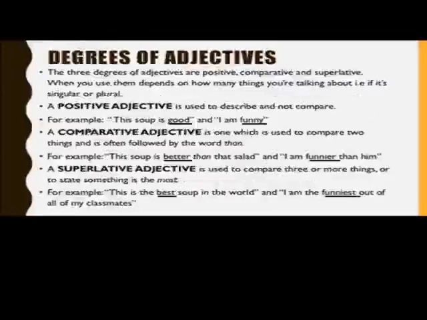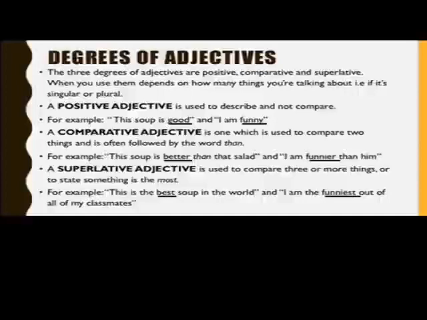Let us move on to talking about degrees of adjectives. There are three degrees of adjectives: positive, comparative, and superlative. When you use them depends on how many things you are talking about. A positive adjective is used to describe and not to compare. For example, this soup is good, and I am funny.